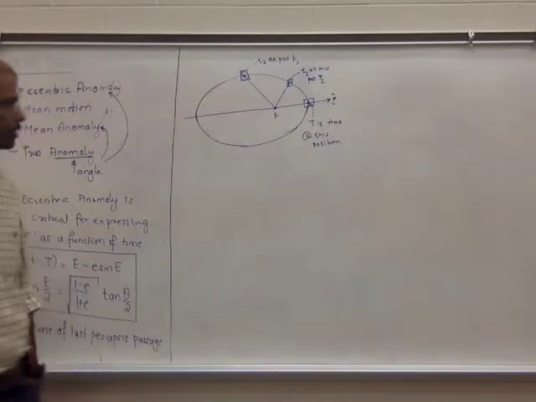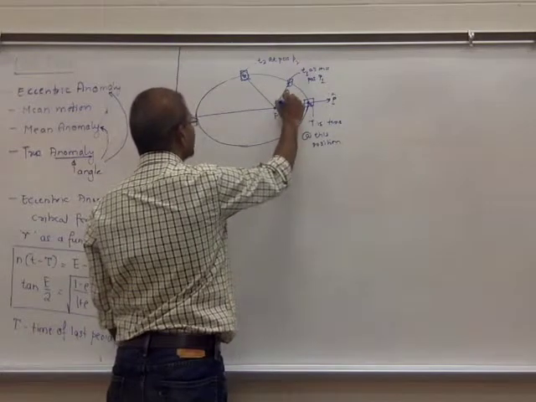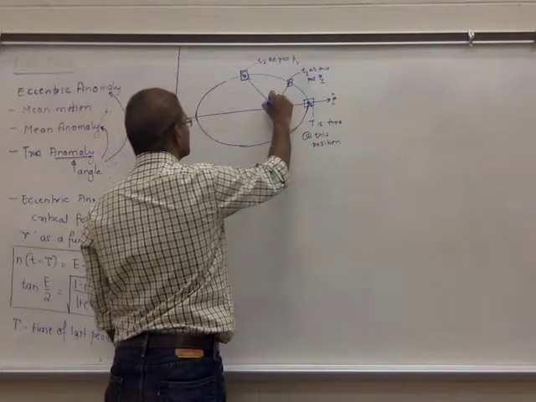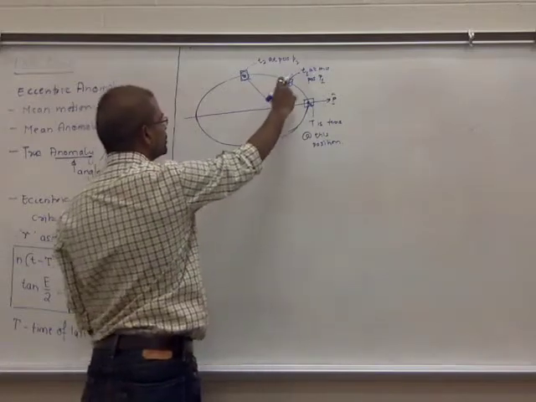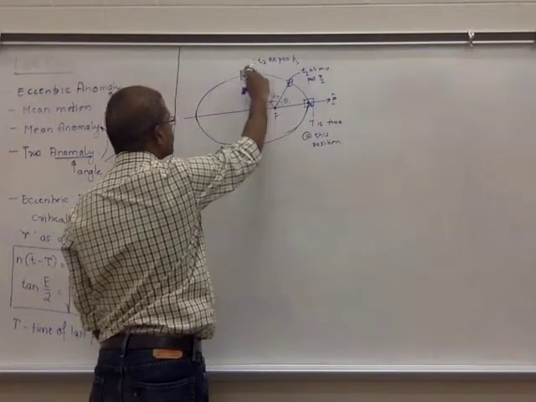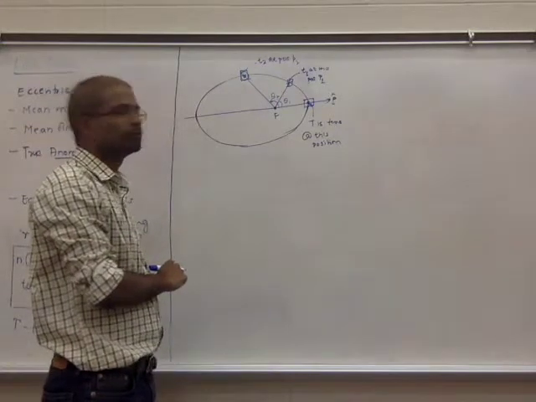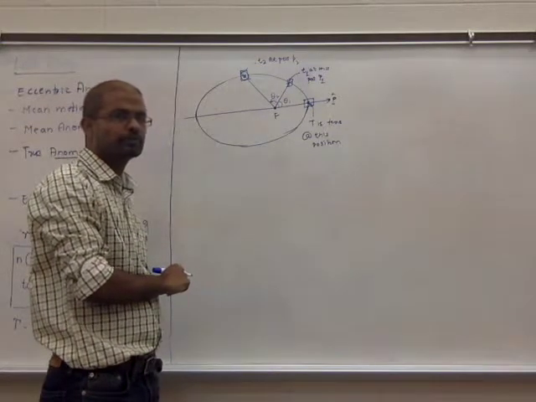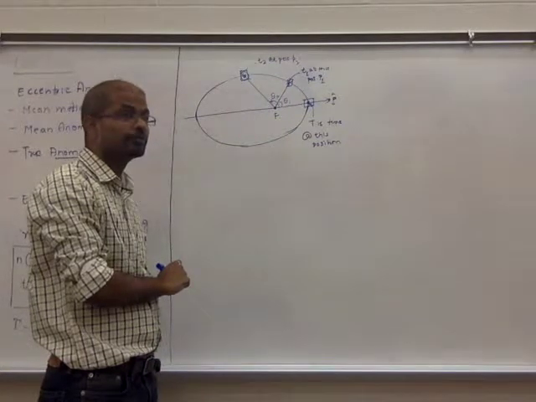Right? So what is the angle here? This angle is theta 1. This angle is theta 2. Okay. So if you want to figure out the angular velocity from point P1 to P2, what are you going to do?